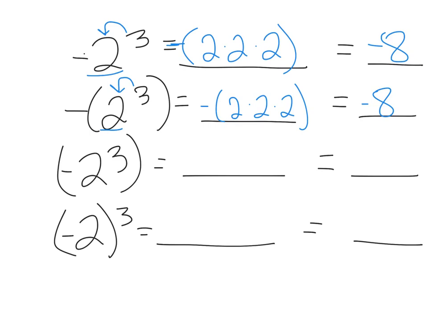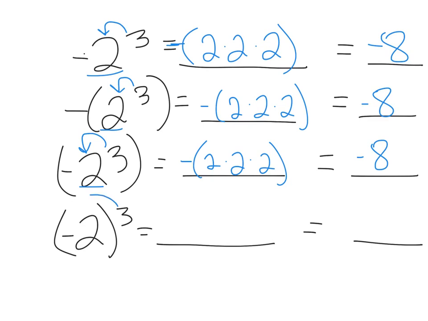This one, it's all in the parentheses, so the 3 is just kissing the 2 again. So then it's negative, and then it's 2 times 2 times 2. Notice I'm doing it 3 times for this one because our exponent was 3. So our final answer is going to be -8 again.